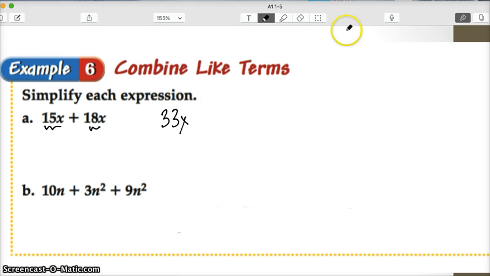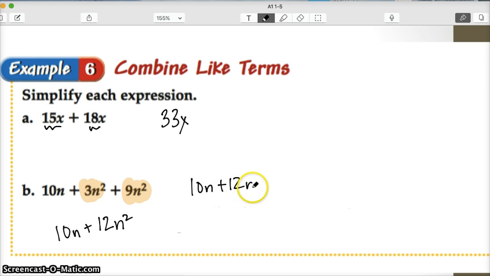In this problem, we need to identify what exactly are the like terms, and I notice that this is n squared and this is n squared. These are alike. This n is not squared, therefore it is not like the others. So we can join these together, this 3n squared and 9n squared, but we can't join the 10n. So 3n squared coming together with 9n squared is going to give me 12n squared, and I'm going to add to that 10n, and that's about the best I can do. So my final answer for this is 10n plus 12n squared.